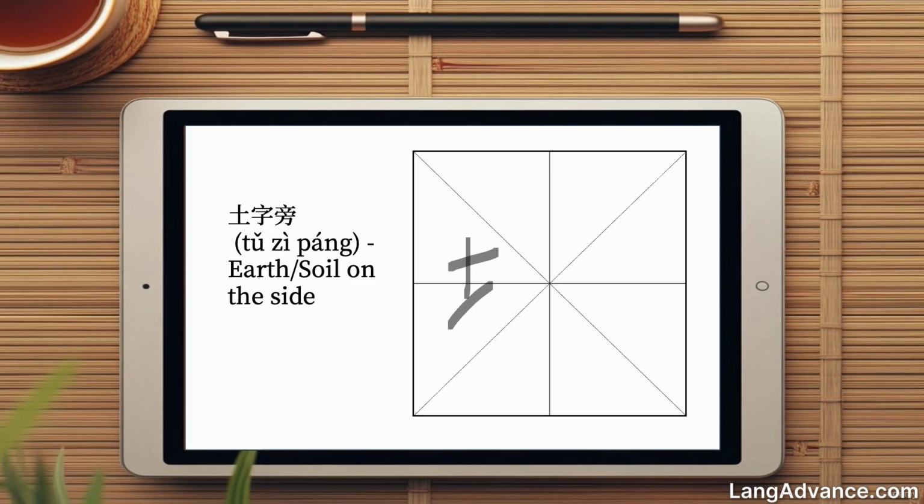Mini version. So when you see anything with the 土字旁, the 土 radical, this indicates that it has some sort of connection to earth or ground or location.